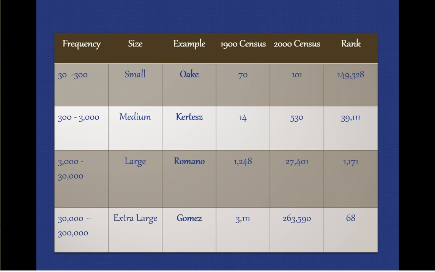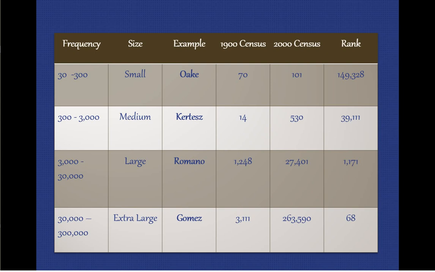Our third example is Romano, an Italian surname meaning of Rome. The surname Romano is considered a large one-name study, as the surname occurred 1,248 times in the 1900 census and 27,401 times in the 2000 census. The surname Romano just misses being one of the top 1,000 surnames in the United States.